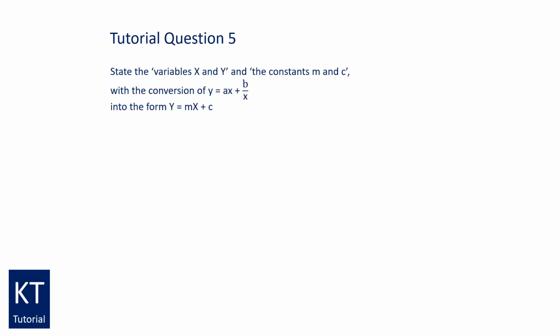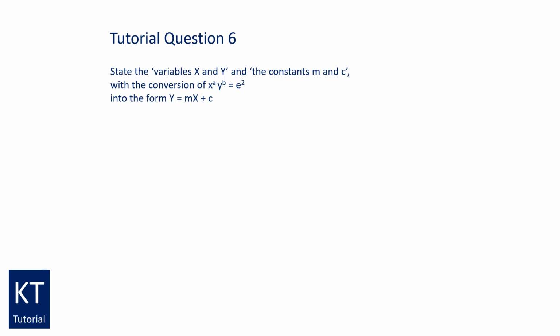Tutorial question 5. State the variables capital X and capital Y and the constants m and c with the conversion of y equals ax plus b over x into the form capital Y equals m capital X plus c. In this case, you take the equation and multiply x to both sides of the equation. With this, the variable capital X is x squared, capital Y is xy, and the constant m is a and its c being b.